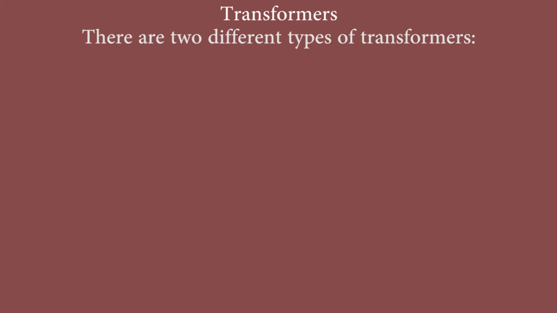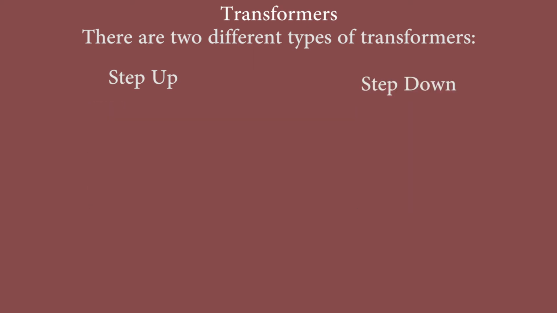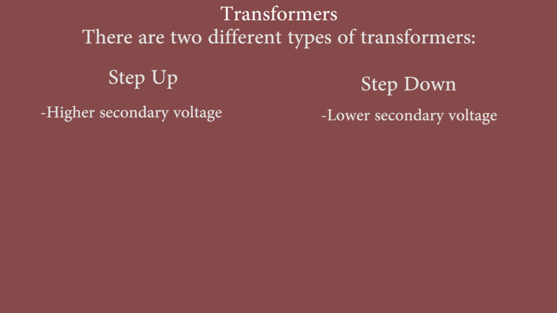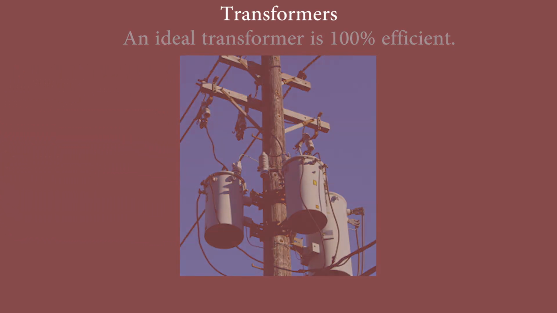There are two different types of transformers: step up and step down. Step up transformers have a higher secondary voltage, and step down transformers have a lower secondary voltage. In an ideal transformer, the power that goes in should equal the power that goes out. This minimizes waste in electricity and decreases cost for the receiver.